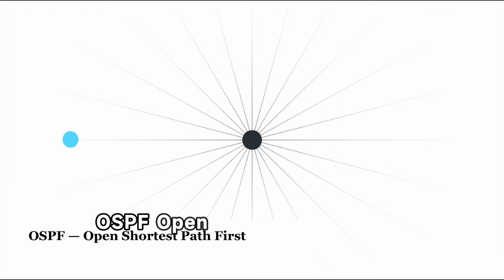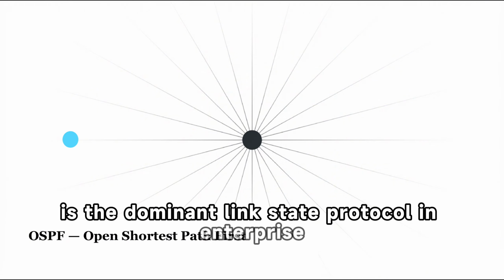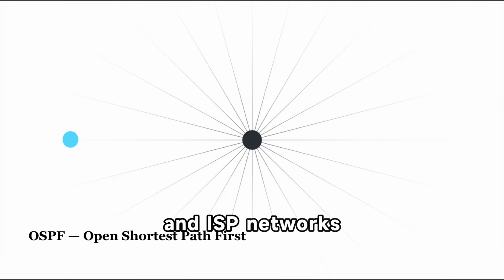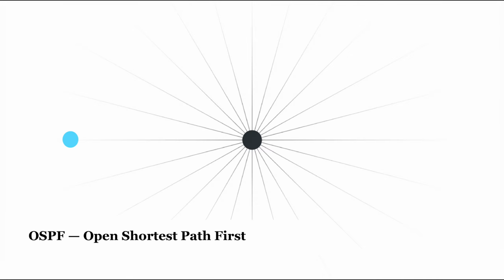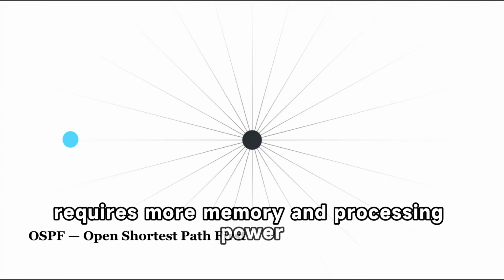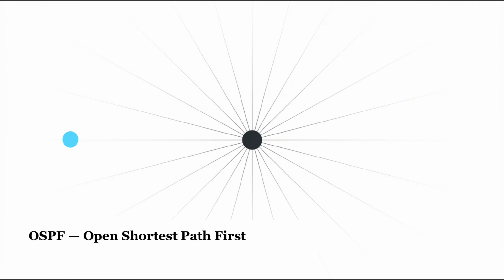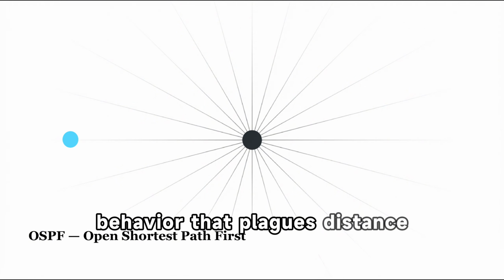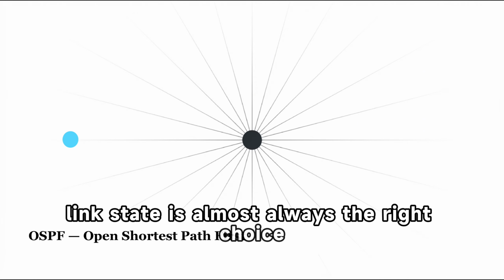OSPF, Open Shortest Path First, is the dominant link state protocol in enterprise and ISP networks. It's more complex to implement and configure than RIP, requires more memory and processing power, and generates more traffic between routers during topology changes. But it converges faster, handles failures more gracefully, and doesn't suffer from the loop-prone behavior that plagues distance vector protocols. For any network of meaningful size, link state is almost always the right choice over distance vector.